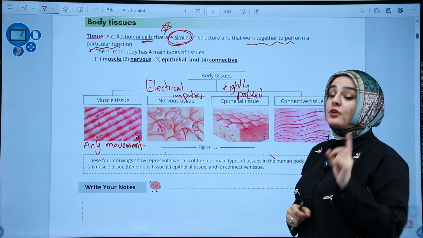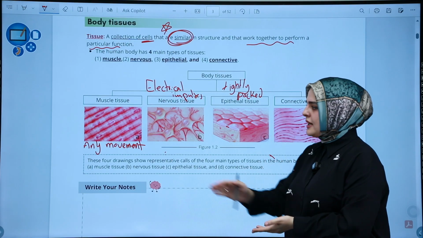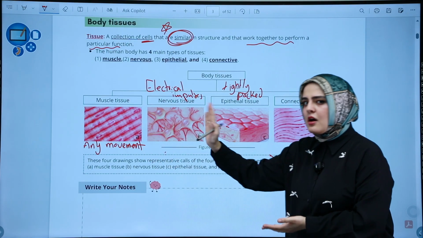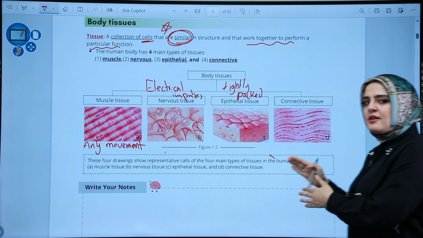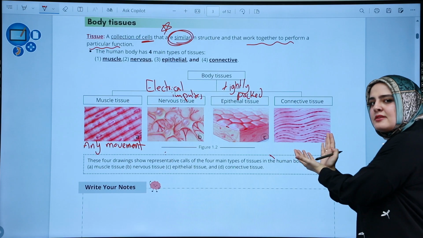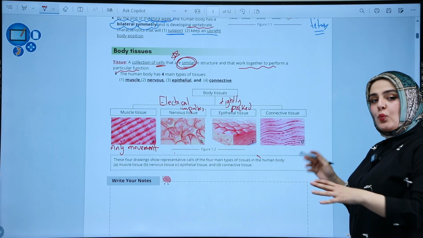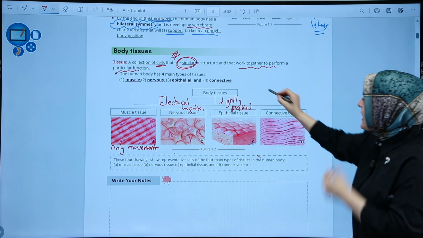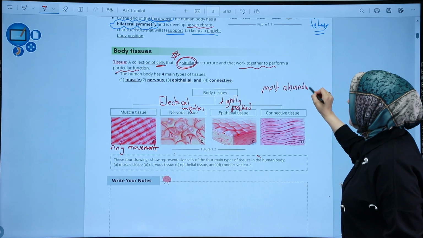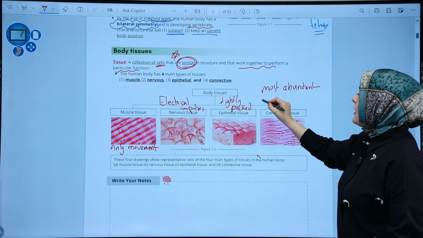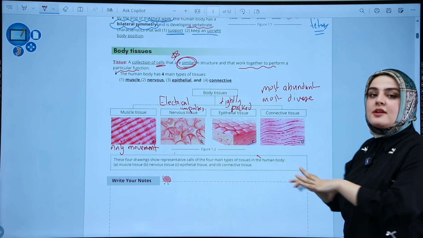This is very important. Later we're going to learn why. Then, if you've got a tissue that is not moving anything and not creating electrical impulse and not tightly packed, we consider everything else within this one like a junk area, okay? It's called connective tissue. One thing about connective tissue is that it is most abundant. It means it's everywhere, you can find it everywhere, and most diverse. There are so many types of it.